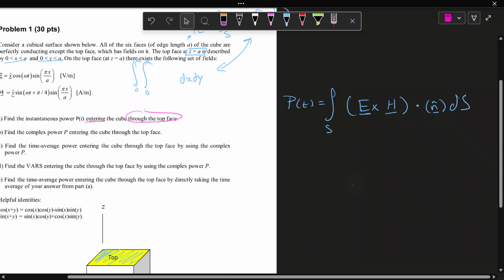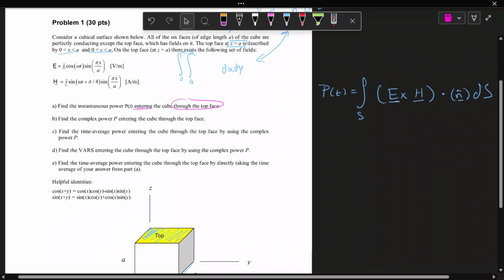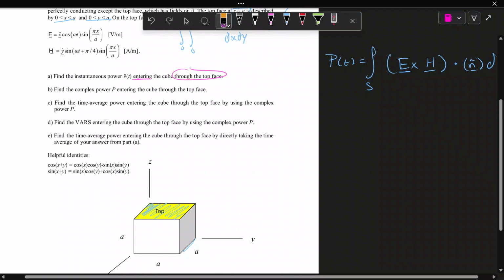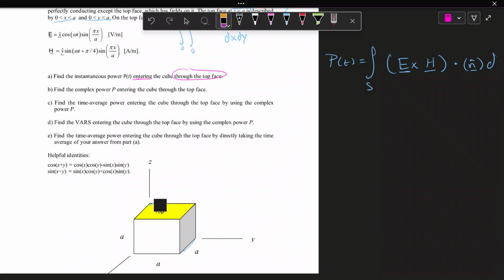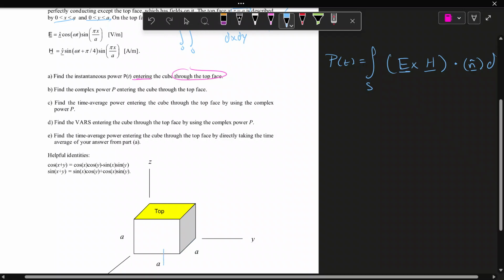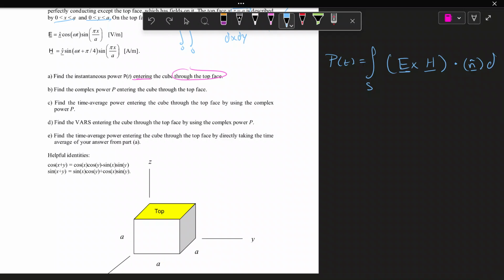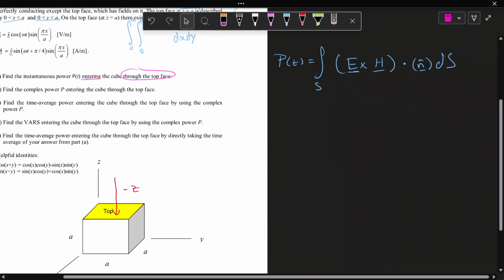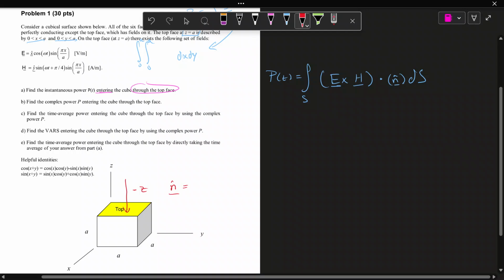And of course we have to dot it with our normal vector with respect to S, the surface. Now what is our normal vector? It can't just be n. Let's reread the problem. It says find the instantaneous power entering the cube through the top face. Would it be going from down to up? Well, that would be leaving through the top face. Entering through the top face means it hits it first. So in which direction in z is that going? That's the negative z direction. So n is equal to negative z hat, and here what we'll plug in is negative z hat.